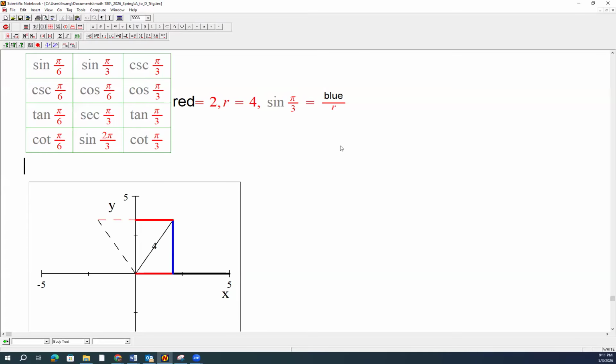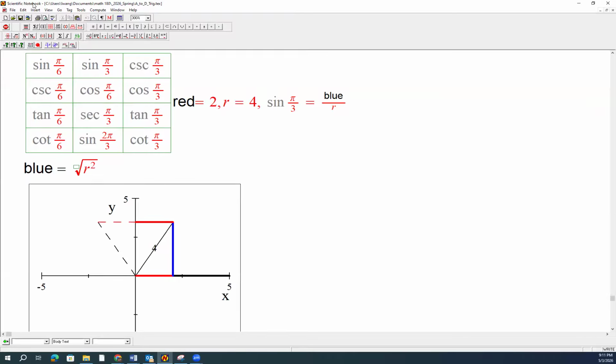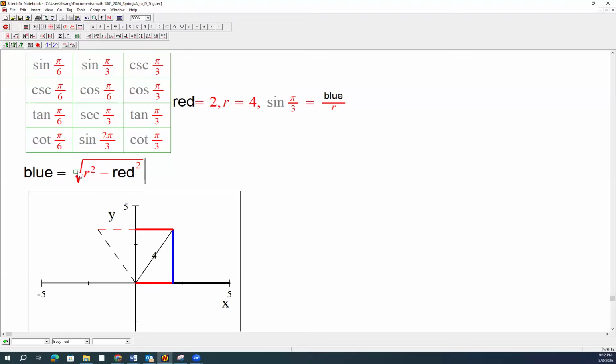How do we find the blue? We've got 4, we've got red equals 2, so blue is equal to, by the Pythagorean theorem, R squared minus red squared. That equals 4 squared minus red, which is 2 squared. So we get root 16 minus 4, so that's root 12. Once again, we get 2 times root 3.